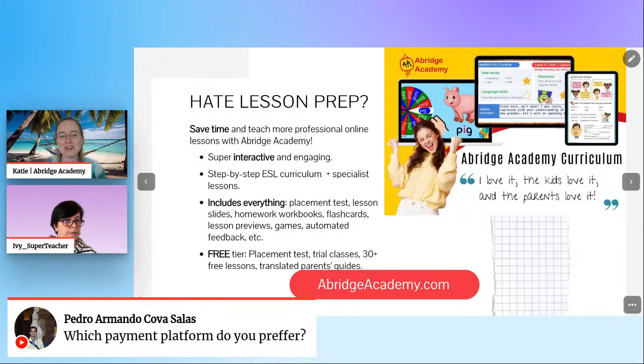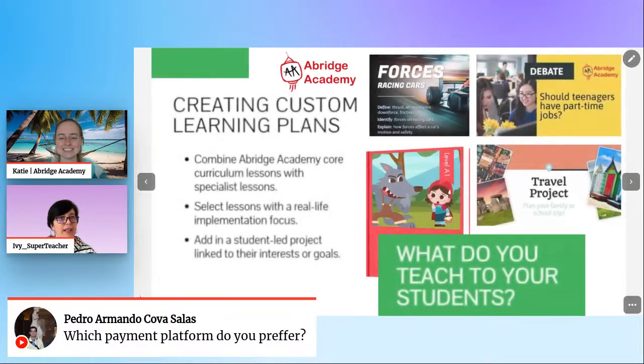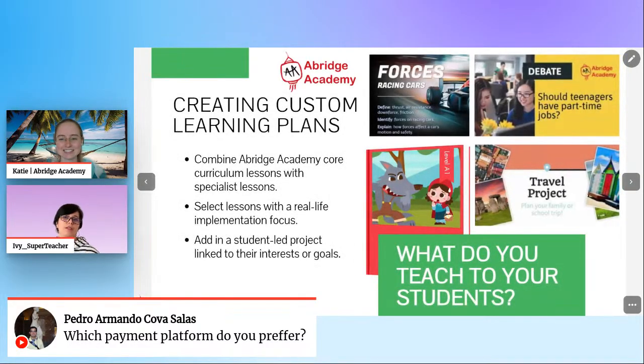I think in your live earlier, Ivy, you mentioned PayPal might be coming soon. Yes, it will. It's coming out within the next month. To add more flexibility and become even more inclusive, Super Teacher is all about that. Teachers will be able to choose to use Stripe, PayPal, or our own payment method, which is also Stripe. I hope that answers the question, Pedro.